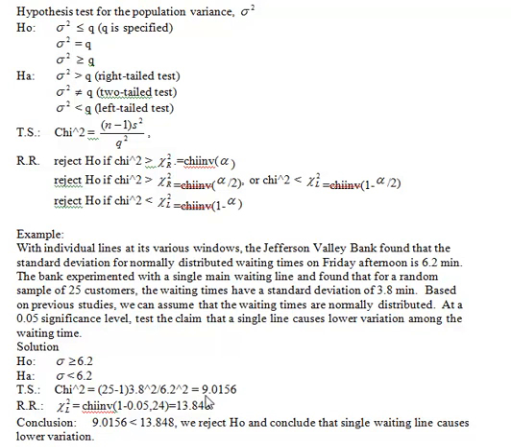Now we can compare. Test statistic chi-square is 9.015, and critical value is 13.84. So we know test statistic is less than critical value. So we reject H0, and then conclude the single waiting line causes lower variations.